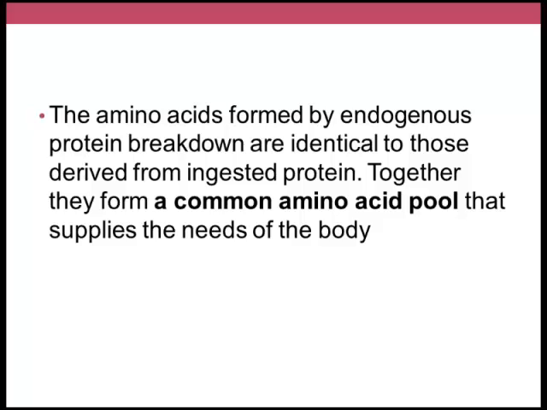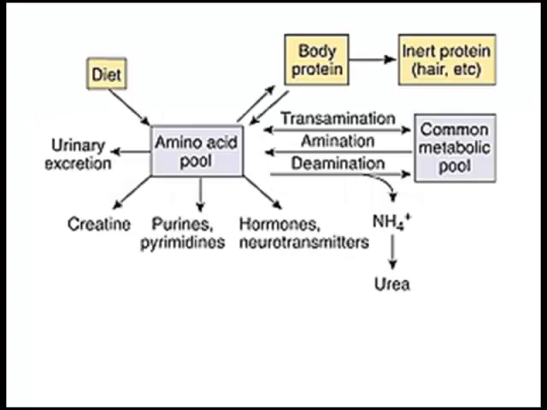The amino acids formed by endogenous protein breakdown are identical to those derived from ingested protein. Together they form a common amino acid pool that supplies the needs of the body. So this amino acid pool, as you can see, has a dynamic state of conversion with our body proteins. It receives its content from dietary sources and from the dynamic exchange and breakdown of the body proteins.